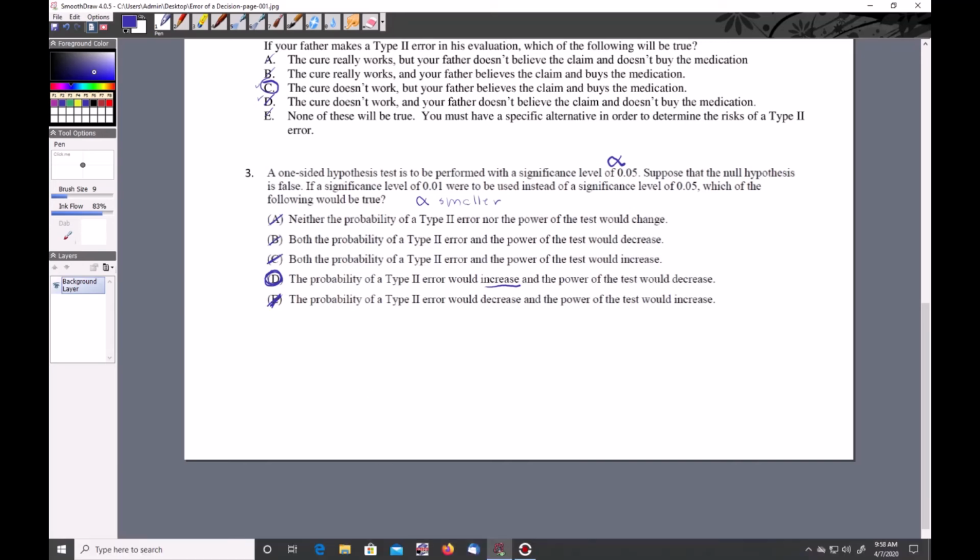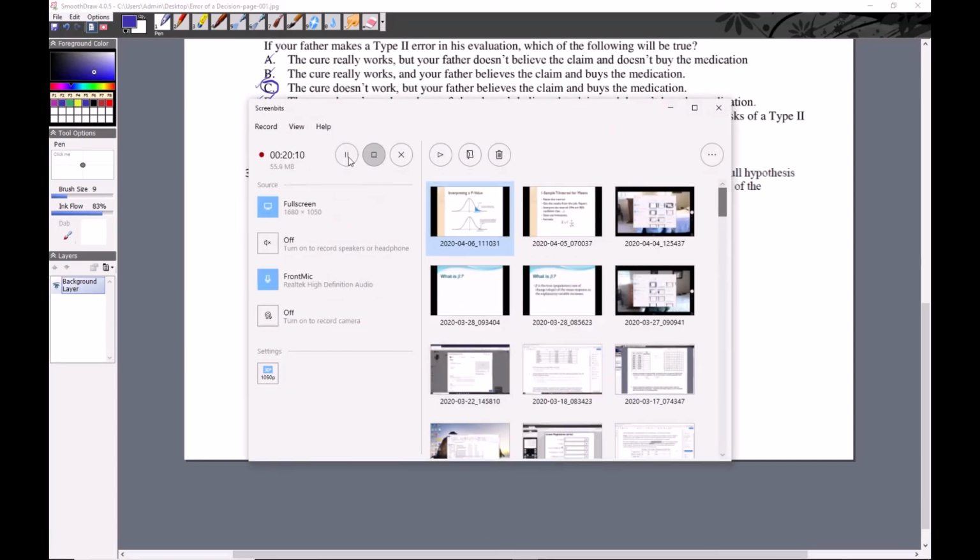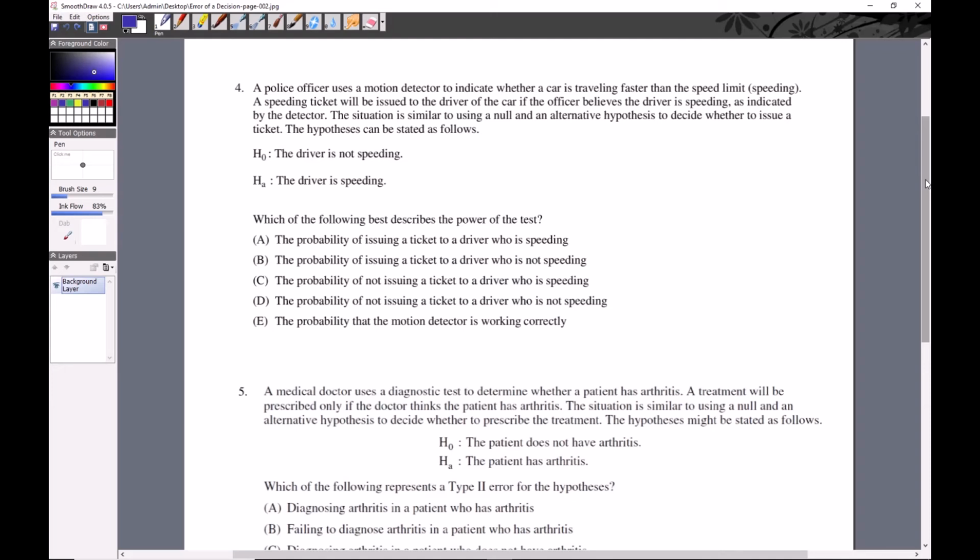So I'm going to pause because I got to get to the next 2 problems. So hold on with me. So back at it. Number 4 will probably be the toughest one.